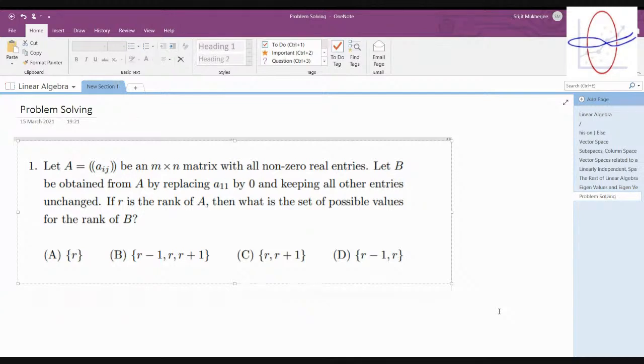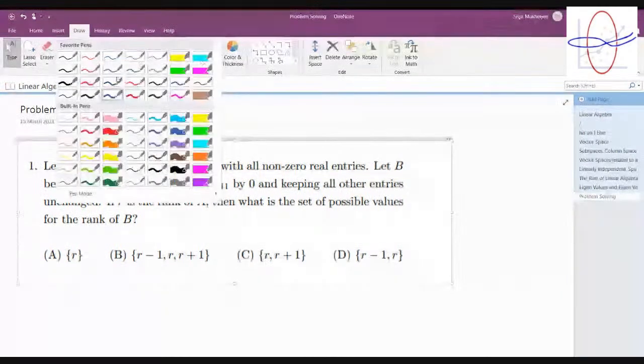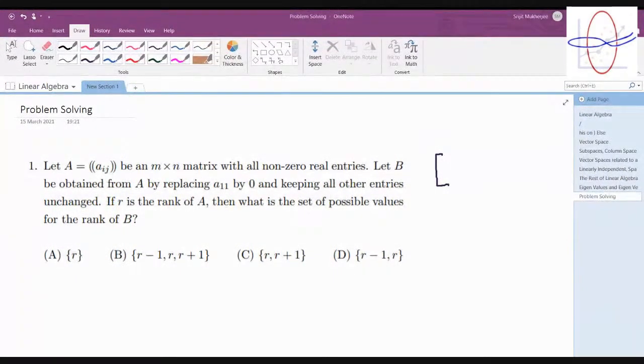A is a matrix M cross N with all real non-zero entries. Let B be obtained from A by replacing A11 by 0 and keeping all other entries unchanged. Think about this possibility. Let's take an example, and whenever we have this problem, let's explore.